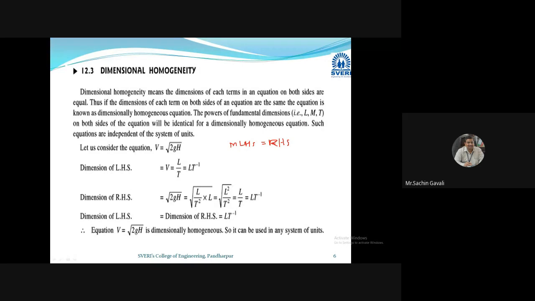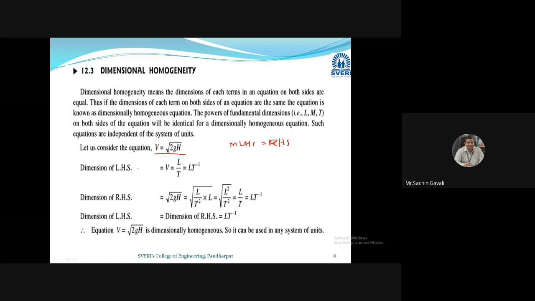For example, we are given V is equal to root 2GH. Generally, 99% of all equations are dimensionally homogeneous. That means the powers of the fundamental dimensions, if we take M on the LHS, should be equal to the powers of M on the RHS. So these are called dimensionally homogeneous equations. And they have given one example, that is V is equal to root 2GH.